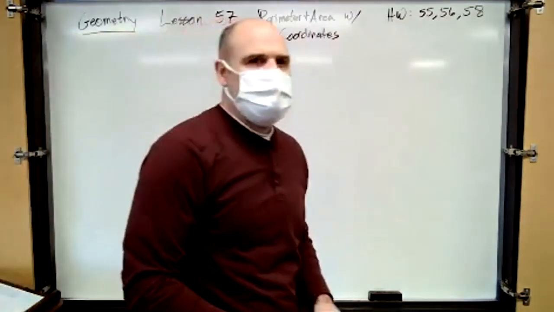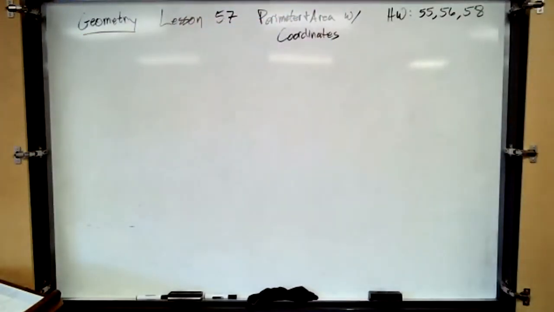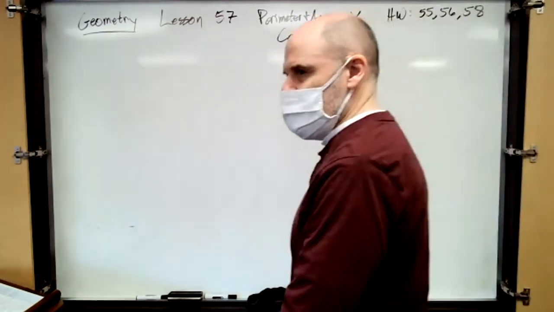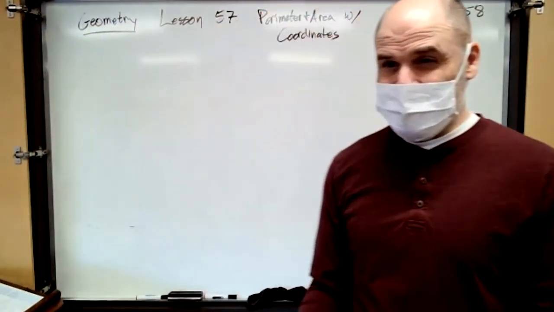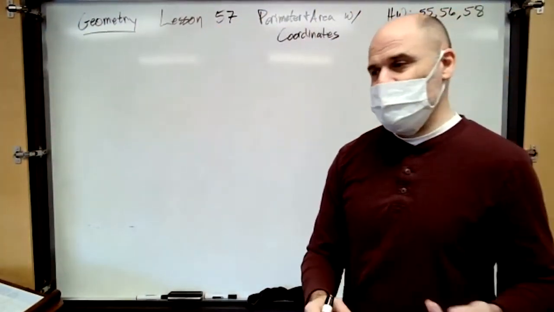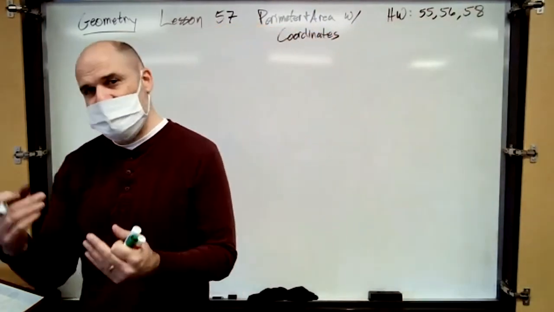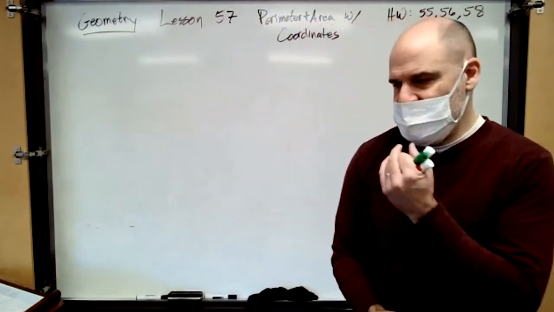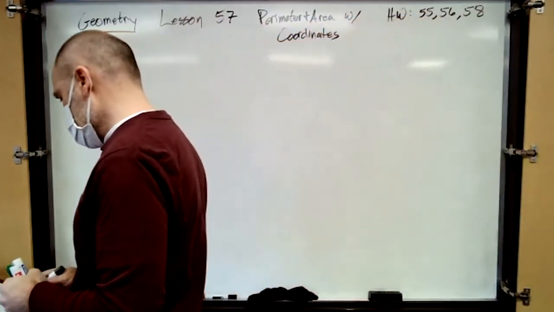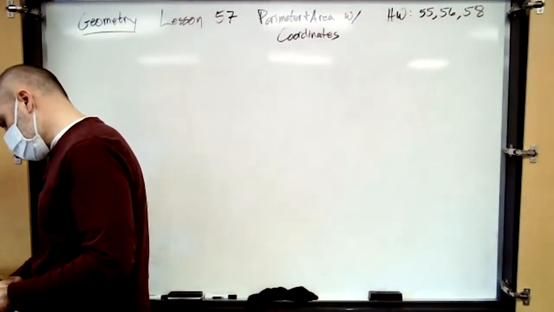Okay, so I know you know how to find the perimeter of something. And I know you know how to find the area of some shapes. But it's going to take a little bit of extra work finding it on a coordinate plane because we have to calculate distance, probably using the distance formula or Pythagorean theorem or things like that. But it's not going to be too difficult. Let's start with an easy one.